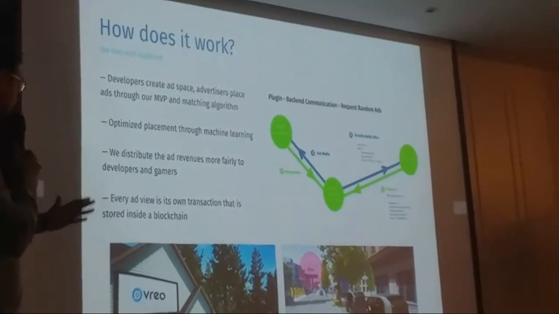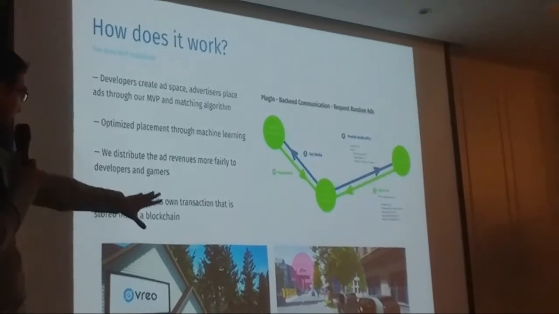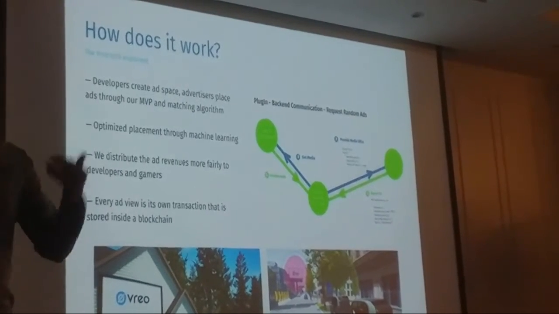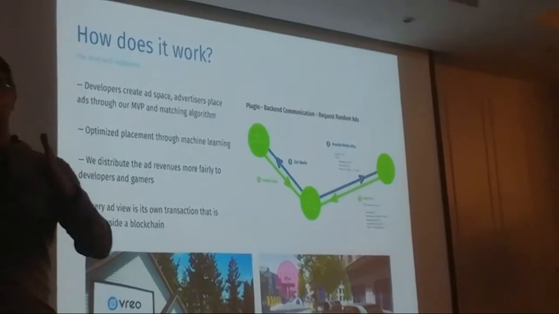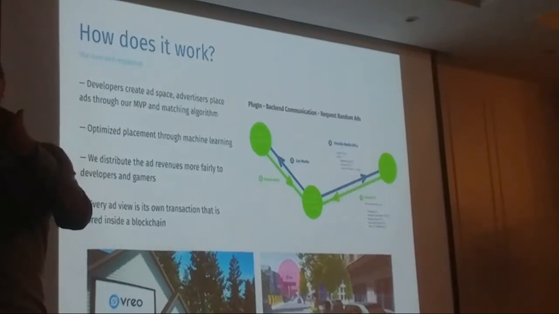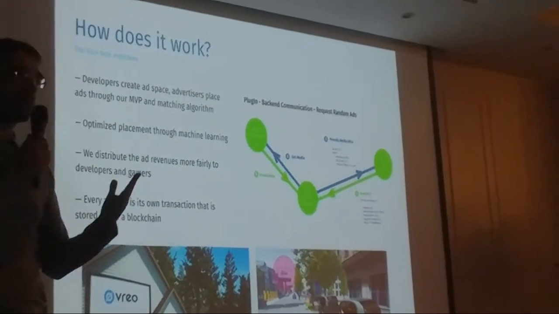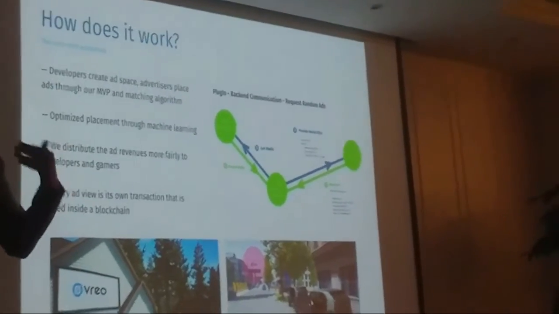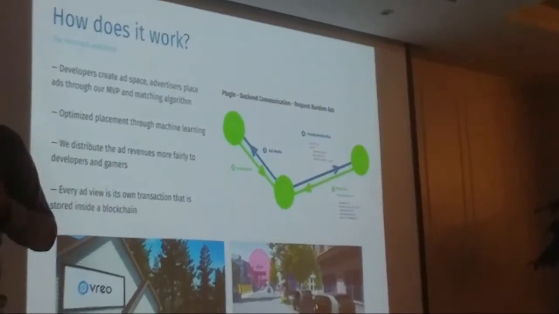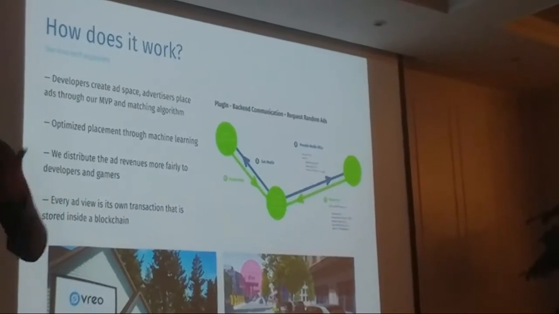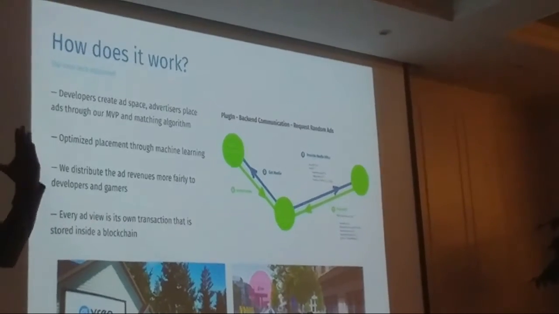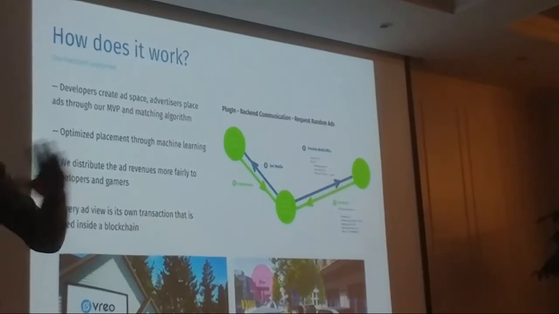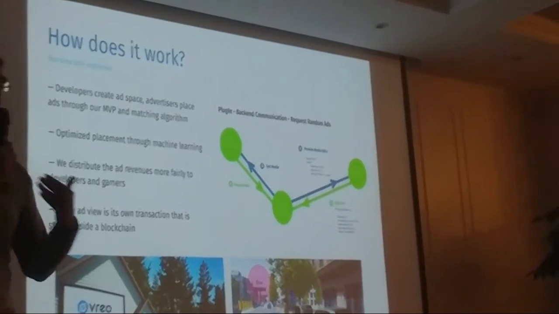How does it work? So as you can see here, these are again some solutions of ours. You create an ad space as a developer, you define the space, and then you offer it on our marketplace. So it gets matched through machine learning. So if a gamer is watching more, for example, car ads, we will deliver more car ads. If he watches more fashion ads, we will deliver more fashion ads and something like that. We also are able to distribute the revenue more fairly, not only between the advertiser and the developer, but also to the gamer themselves.